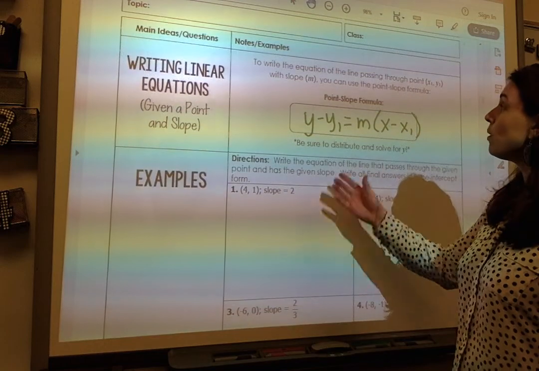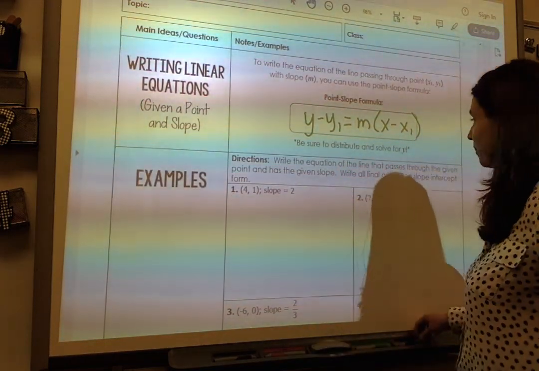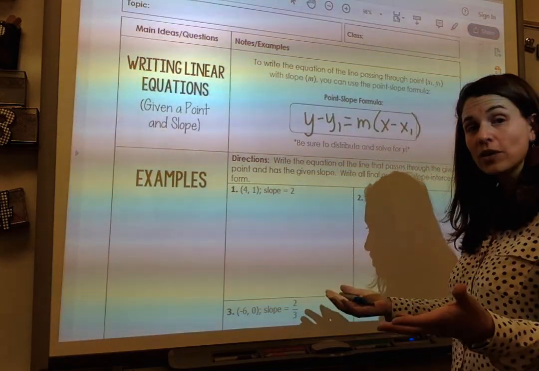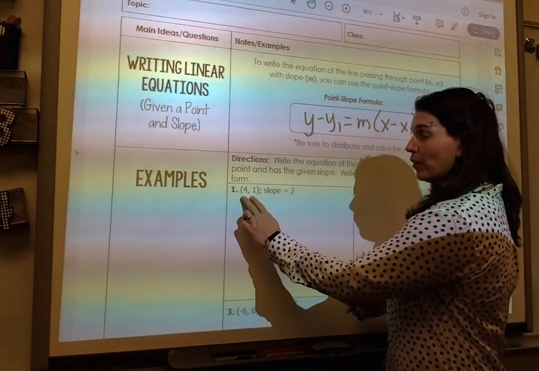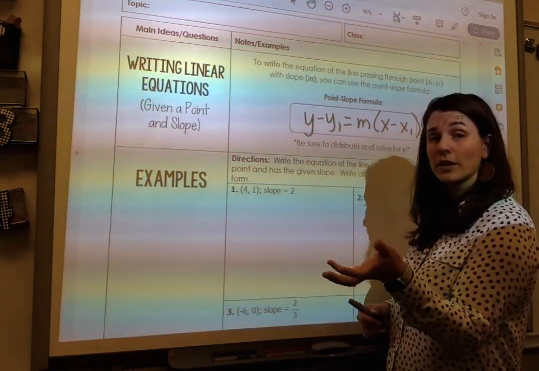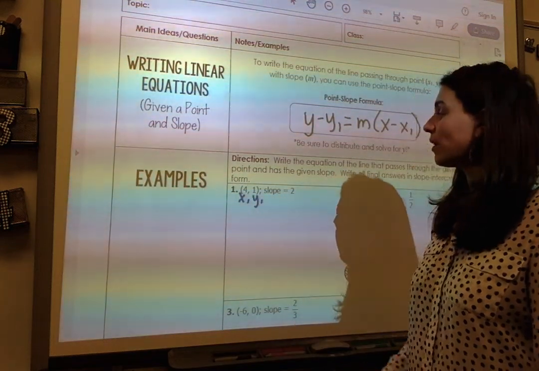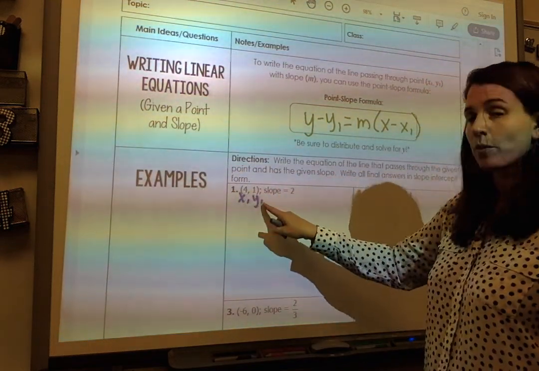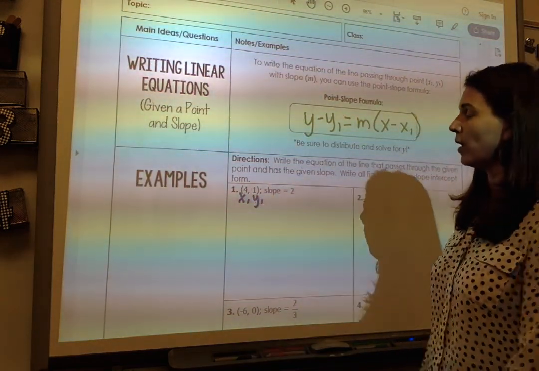If I can remember this formula, then in example 1, I can just plug some values in. I give you an ordered pair and a slope, and your expectation is to put it into a linear equation. So I can label this as an x1 value and that's a y1 value. This is my first ordered pair. Remember that sub 1 means x is your x1 and then your y1.